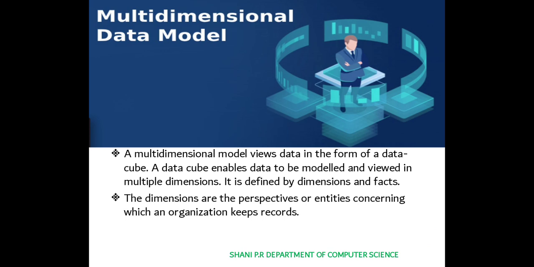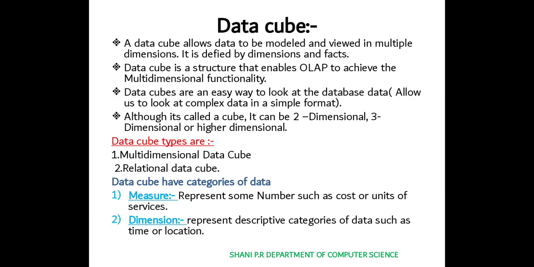So in the multi-dimensional data model, as I told in the previous class, a data warehouse represents the data in a multi-dimensional model, whereas, as you saw in the difference, a DBMS keeps its data in two-dimensional form. So how do they generate the report, how do they keep the report in the form of data? That is the multi-dimensional data model. Okay. So next, data cube.